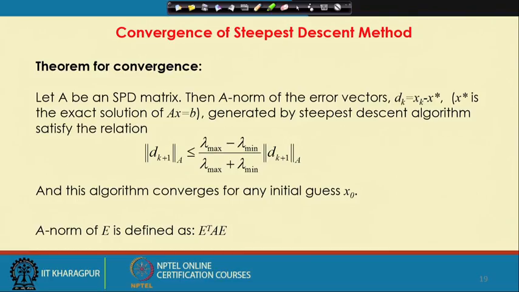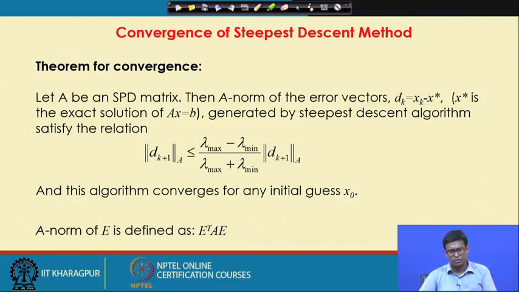The theorem for convergence tells that let A be an SPD matrix, that is a symmetric positive definite matrix. Then the A norm of the error vector, which is x k minus x star, where x star is the exact solution of Ax is equal to b, generated by the steepest descent algorithm, satisfies the relation. The A norm of any vector is defined as e transpose A e.